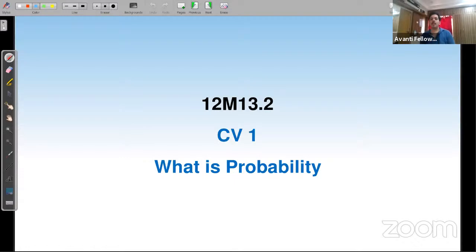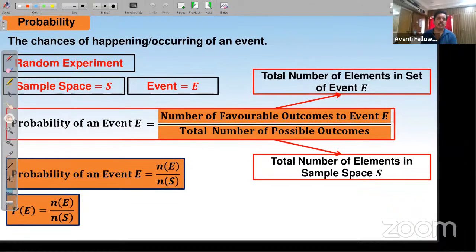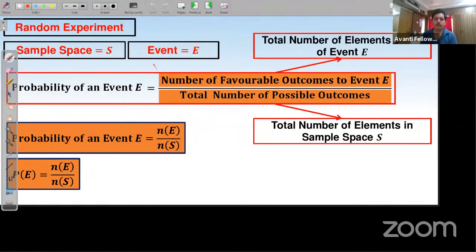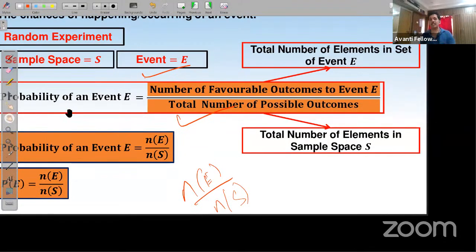So what is the probability? The number of favorable outcomes divided by the total number of outcomes. Look at the center one. The probability of event E is the number of favorable outcomes by the total number of possible outcomes, which means the sample space. So P of E is equal to N of E by N of S. Understood? The definition is very, very important, guys. Clear?